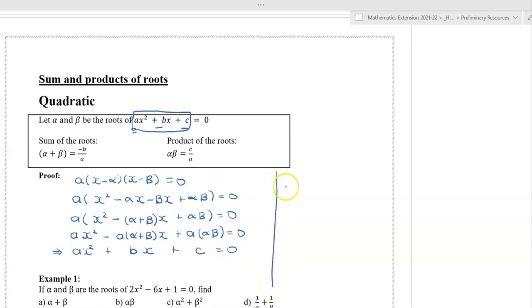So now we can say that b is the same as negative a alpha plus beta, or in other words, alpha plus beta is negative of b on a. Also, c is the same as a alpha beta, so alpha beta is c on a. Now that we've proved it, we can just use it, and that's probably much easier.